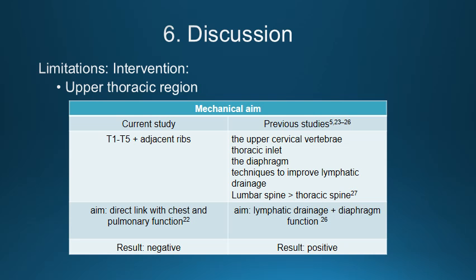Previous studies concerning OMT and pulmonary function focused on the treatment of different anatomical regions than our research. These previous studies focused on the upper cervical vertebrae, thoracic inlet, the diaphragm, and techniques to improve lymphatic drainage. Apparently, the thoracolumbar junction had a greater influence on respiration than the thoracic spine, as it forms the insertion of the diaphragm via the crurae.